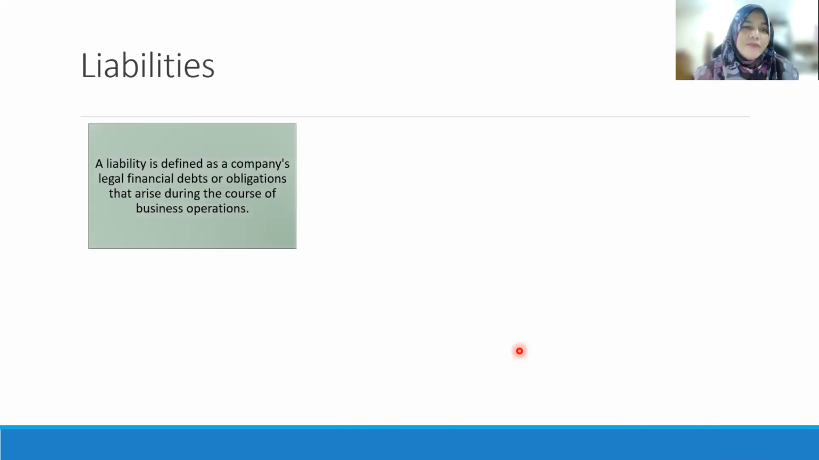A liability is defined as a company's legal financial debts or obligations that arise during the course of business operation. Meaning, the amount that the company owes other parties. For example, when the company gets a loan from a bank, it is a financial debt. Or when the company issues bonds to get money from investors to finance a project, it is also a financial debt. Obligations arise during the course of business.